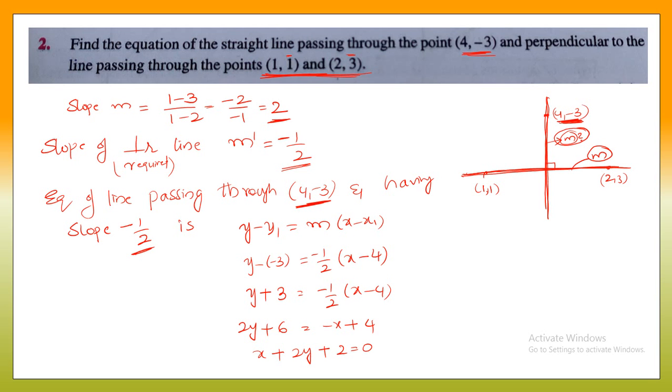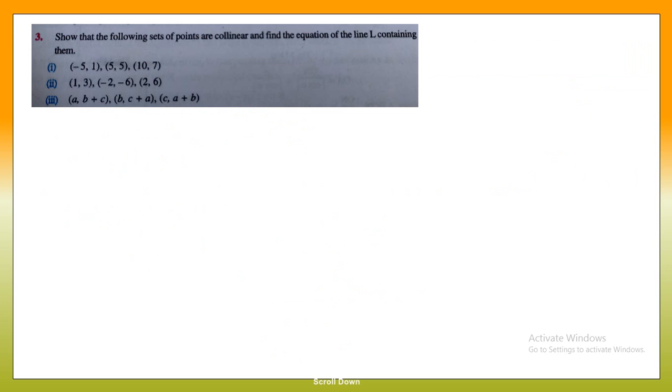Okay, next moving on to one more question. Show that the following set of points are collinear and find the line containing them. Regarding collinearity we have already discussed that there are 4 ways to show the points are collinear, right? Here the question is also asking you to find the equation of the line. So we are going to find the line equation using any 2 of the points and then substitute the third point in the given line.